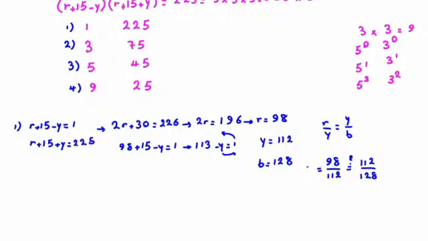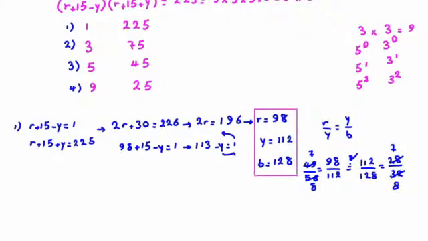Now here, if we divide by 2, it will be 49 over 56. If we divide by 7, it will be 7 over 8. Now, if we divide by 4, 112 over 128 is 28 over 32, and if we divide by 4 again, it will be 7 over 8. It will be okay. Okay, so one answer is this, 98.